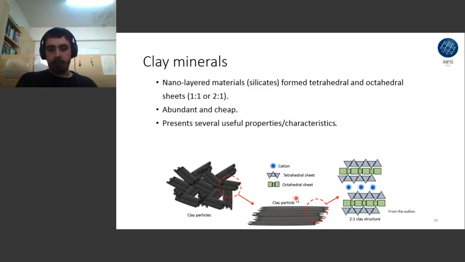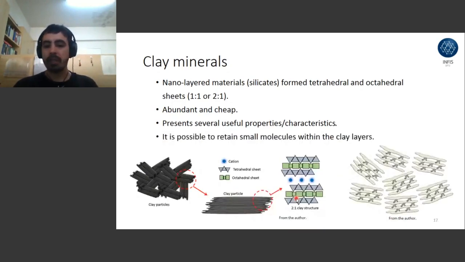Clay minerals can absorb some kind of ions, for example positively charged particles or small molecules. So some clay minerals might be used to combat some ache in the stomach, for example. So there are a lot of different types of uses for clay minerals.